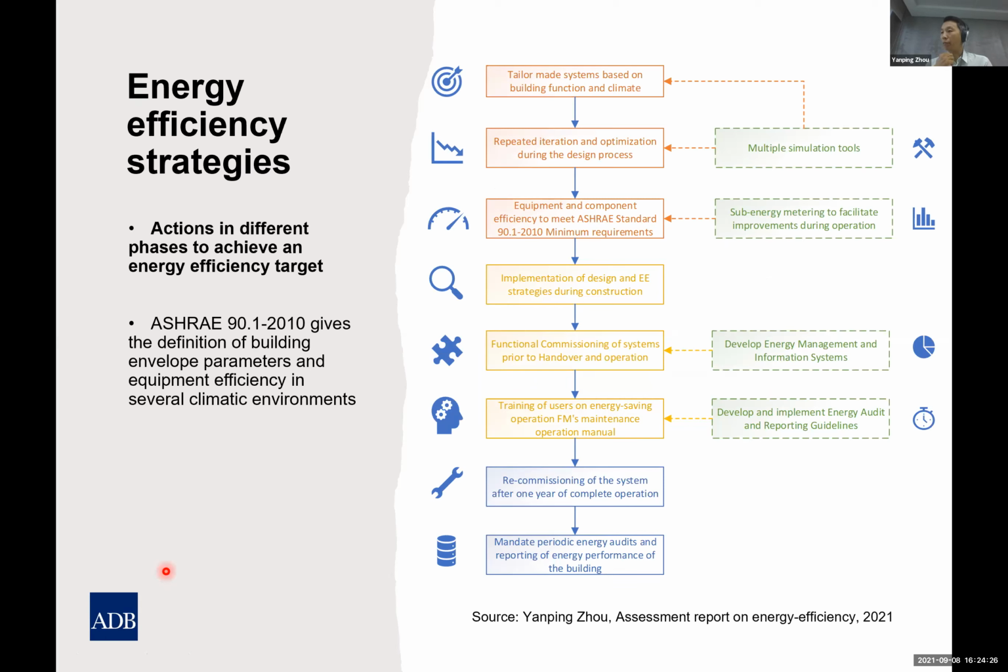And this is the diagram. I use this diagram to show the actions in different stages. So for design stages, I prefer to use at least multiple simulation tools, including but not limited to CFD and dynamic building simulation software, and daylighting simulations. All this simulation software can help us understand deeply what the real performance will be after build out.